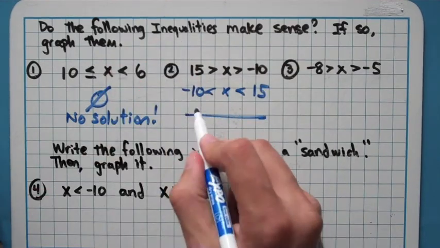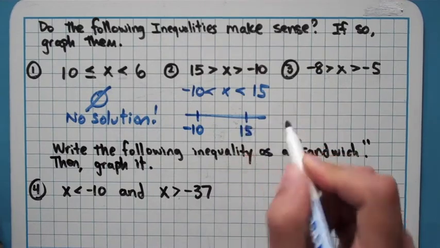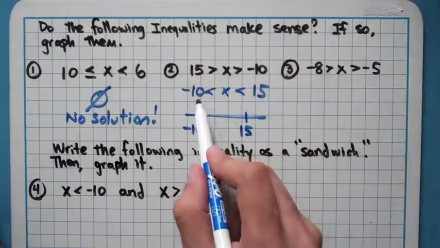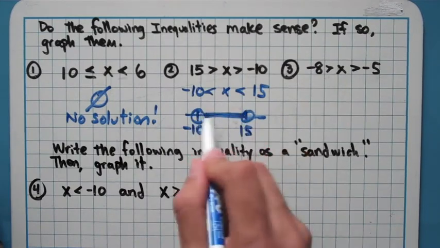When you put these on a number line, all you're going to do when it's a correct written sandwich, you're shading the part in between. Numbers that are in between -10 and 15. Open circle, shade, and I'm done.